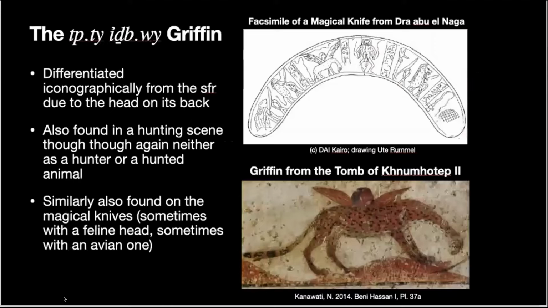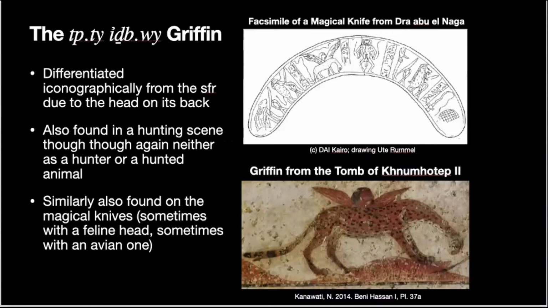So moving on, we have the second griffin, which I've followed Susanna Voss's reading for as Tepti Ijibwi, meaning first of the two banks, foremost of the two banks. This griffin is also present on the magical knives, but it's differentiated from the Sefer griffin due to this head between its wings and of course the different name.